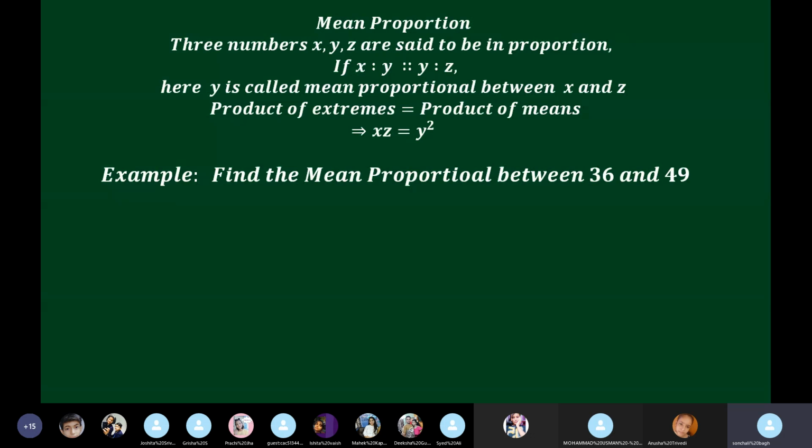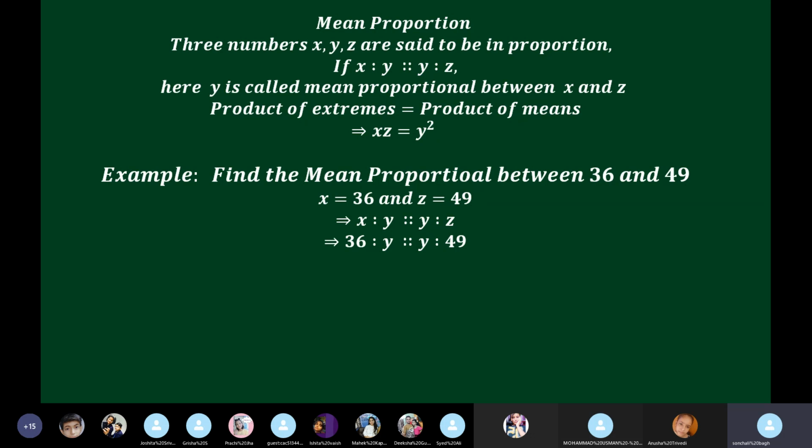Find the mean proportional between 36 and 49. So we have to find the value of Y. We will write X equals 36 and Z equals 49. Now, the proportional formula is X is to Y proportional to Y is to Z. Right or wrong? Right. Now we can substitute the values like this. Am I right or wrong?